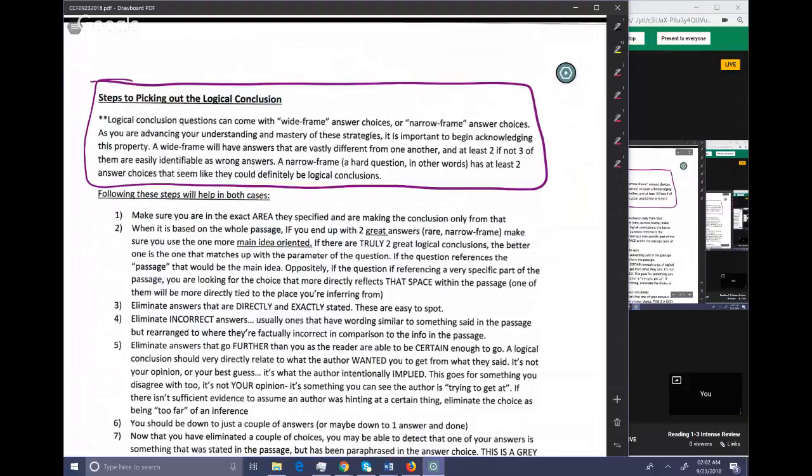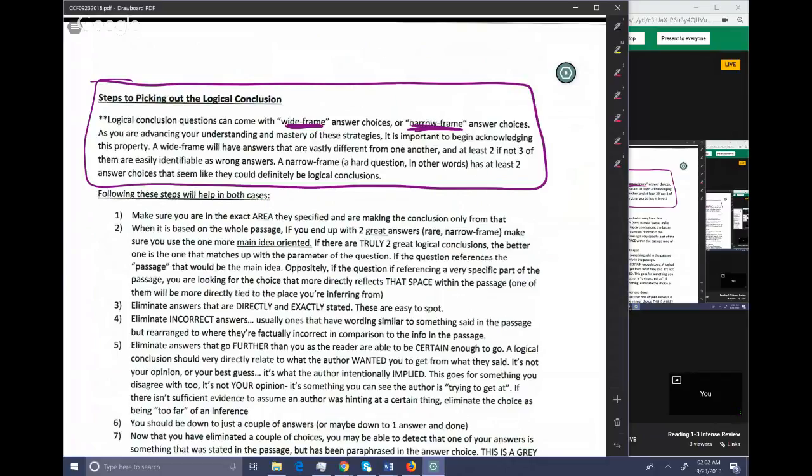Now that you know what logical conclusions and inferences are, now that you're used to doing those, you want to start to almost acknowledge one more specific, which is wide frame and narrow frame. You do not have to remember those terms or anything like that. You've already probably done this. So when you read a logical conclusion question, the way you answer it, and honestly how well you answer it, has a lot to do with what the choices are or aren't.